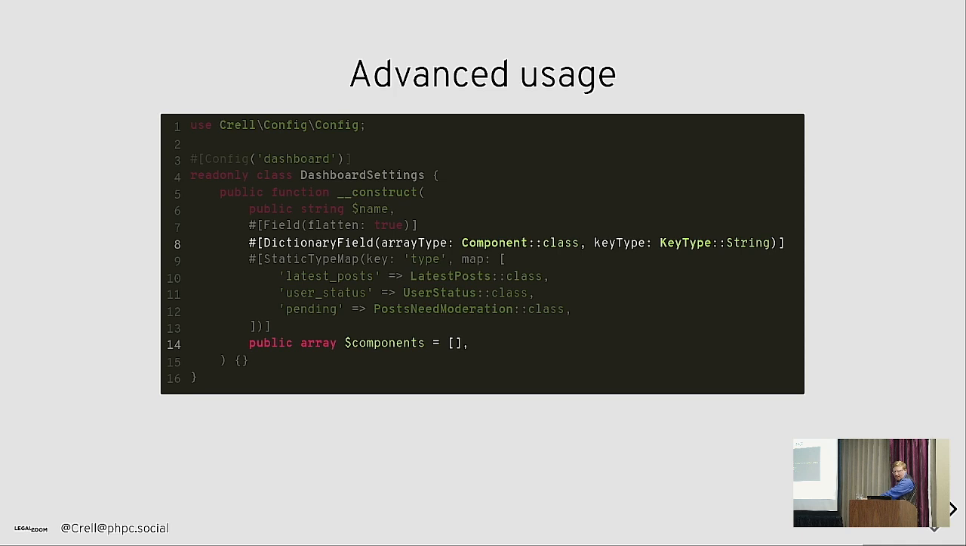We have a components array. So we have a name field and a components array. The components array is a dictionary, so it's keyed by string, and it's showing components, which is an interface. And there's a type map that we probably want to make dynamic, but for now it can be static. We have different types of components, which have identifiers for them.